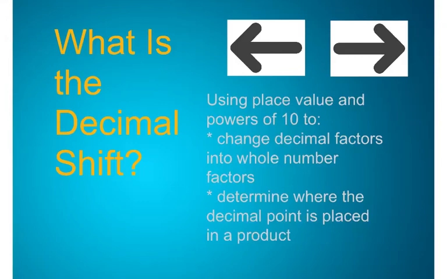What is the decimal shift? When multiplying decimals, we use place value and powers of 10 to 1. Change decimal factors into whole number factors. And 2. Determine where the decimal point is placed in a product. This video will discuss how to shift the decimal.